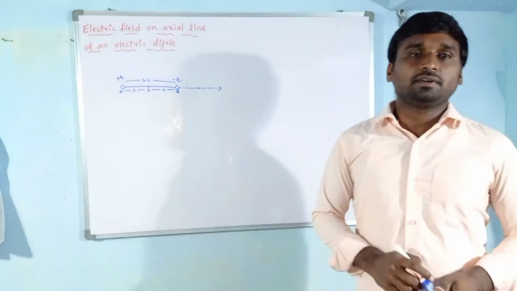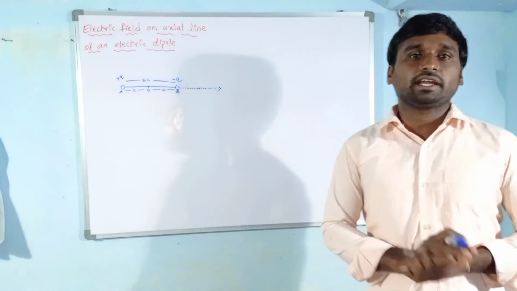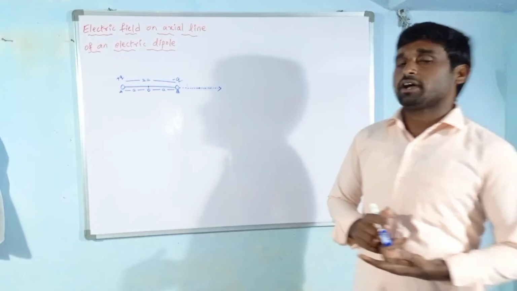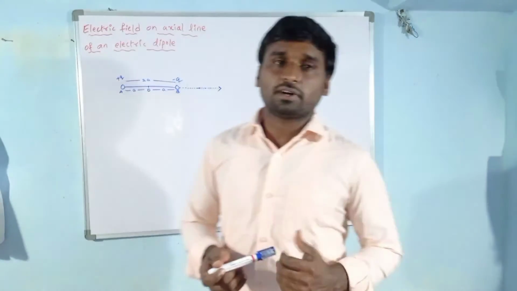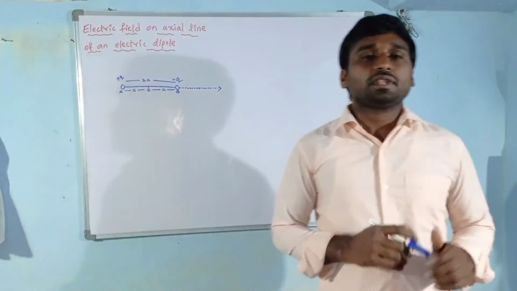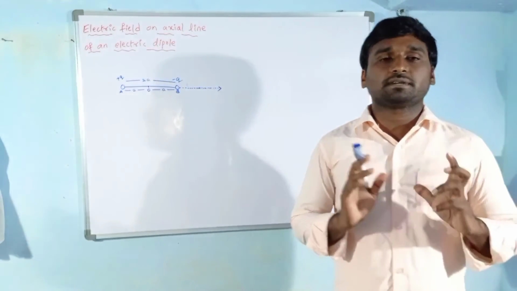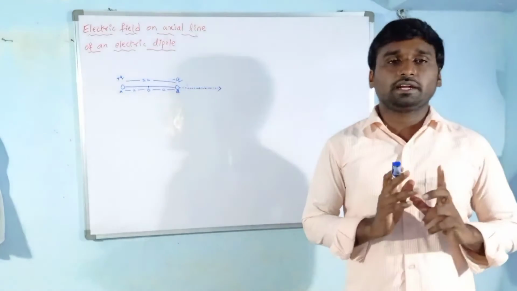In this video we are going to learn the concept of electric field on the axial line of an electric dipole. In the previous video we discussed what an electric dipole is and what the electric dipole moment is. What is an electric dipole? A system of two equal and opposite charges separated by some distance is called an electric dipole.